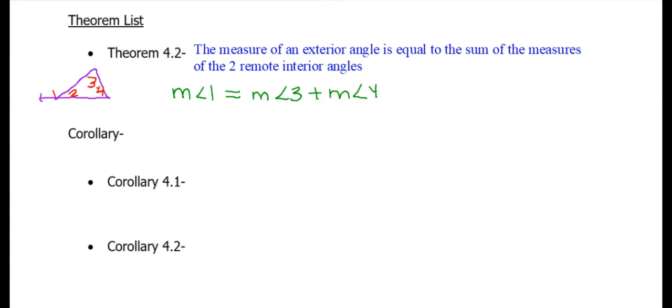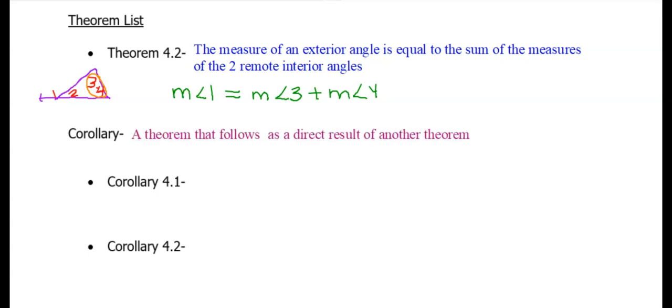Okay, which should make sense, and here's why. If I have angle 1 and 2, that should be a linear pair that adds up to 180. Now if I look at angles 3 and 4, if I put those together along with that same angle 2, they also add up to 180, because they are inside a triangle. So this is why this theorem works out. And so now we can always say the exterior angle is equal to the sum of the two remote interior angles.